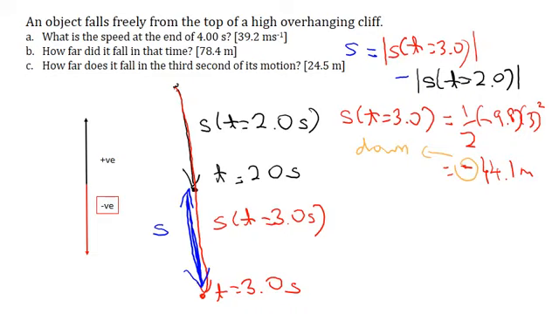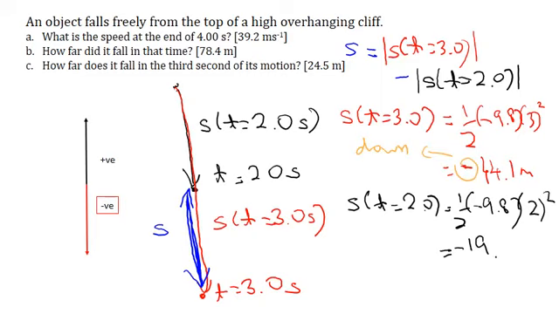Then you should calculate what is s at t equals 2. Same formula, but different value of time. And this will give you minus 19.6 meters. Again, the minus sign just indicates it's down. So to find the value of S, all you have to do is take the values and subtract them.